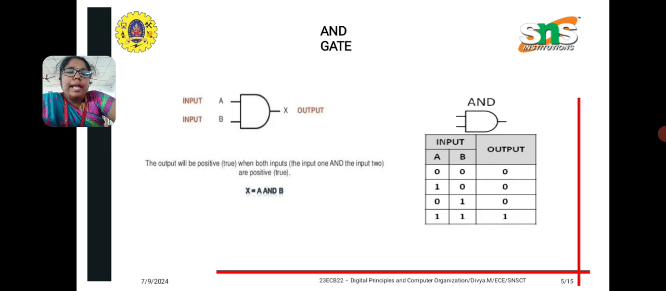Next is the AND gate. In the AND gate, we have two inputs and one output. It will perform an AND function. The output will be positive when both inputs, input 1 and input 2, are positive. X equals A and B. If both inputs are 1, then only it will give the output as 1; in the remaining cases it will be 0.